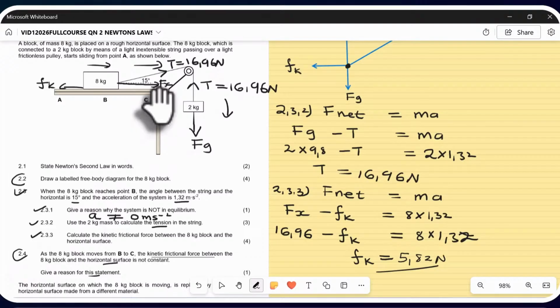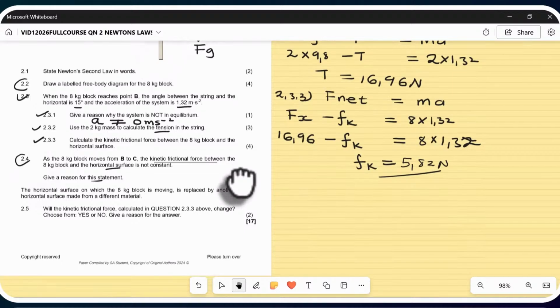So we say here, it's because of what? Because of the changing normal force. You know, frictional force depends on normal force, so if normal force changes, then you expect frictional force to change, because frictional force is proportional to normal force.